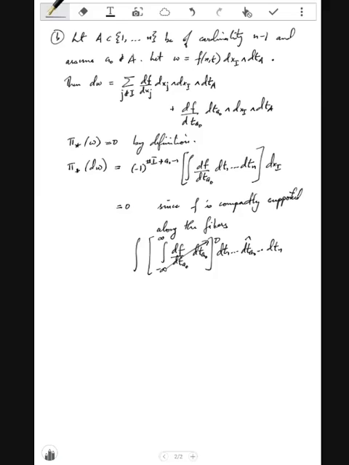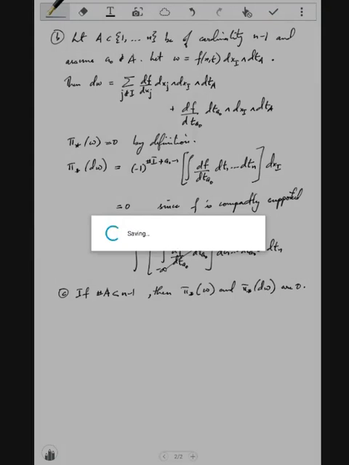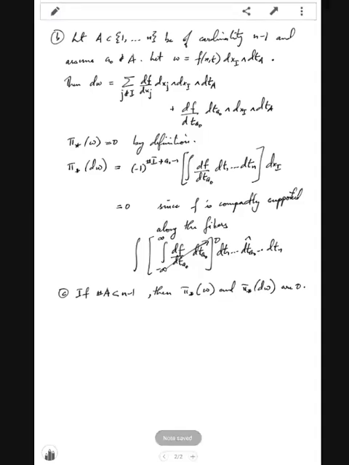If cardinality of A, on the other hand, is strictly less than n minus 1, then both pi lower star omega and pi lower star d omega are 0. So this completes the proof of the proposition.